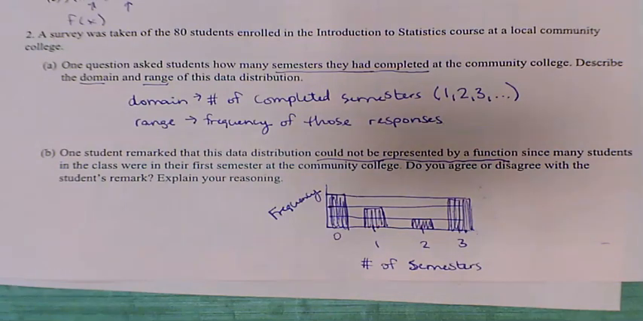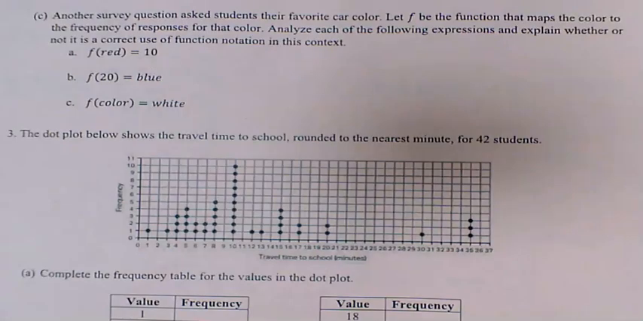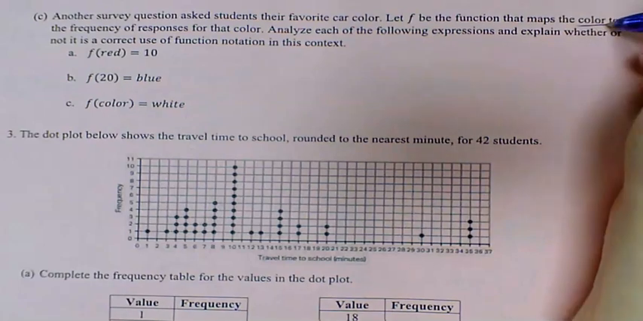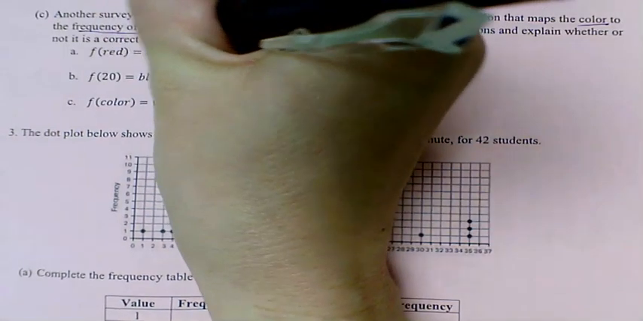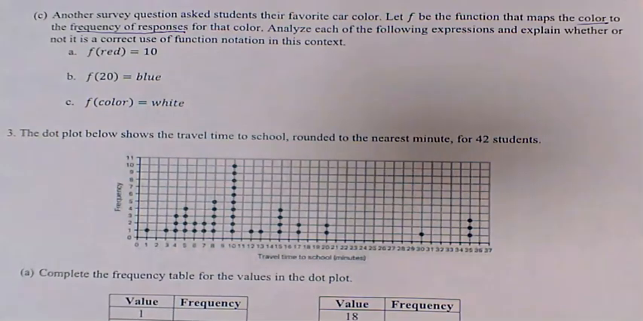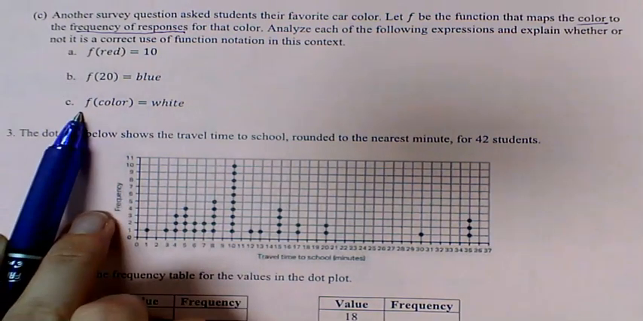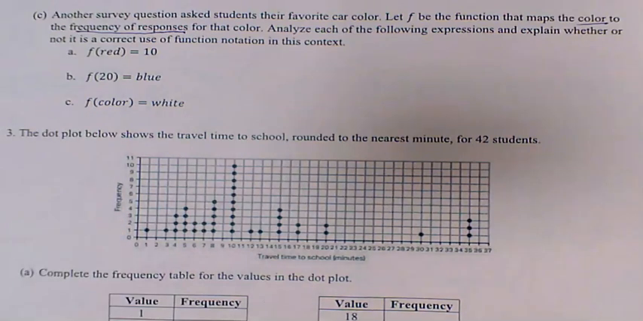So let's turn the page. Part C says, another survey question asked students their favorite car color. Let f be the function that maps the color to the frequency of responses for that color. So we're mapping color to the frequency of responses for that color. We're going to analyze each of the following expressions, A, B, and C, and explain whether or not it is a correct use of the function notation in this context.